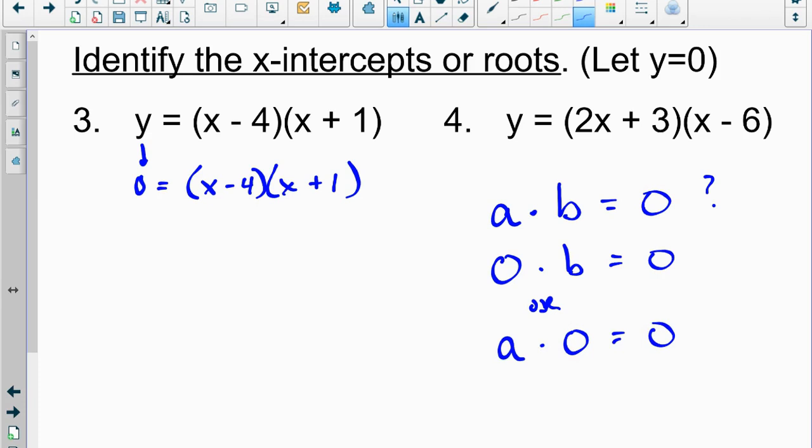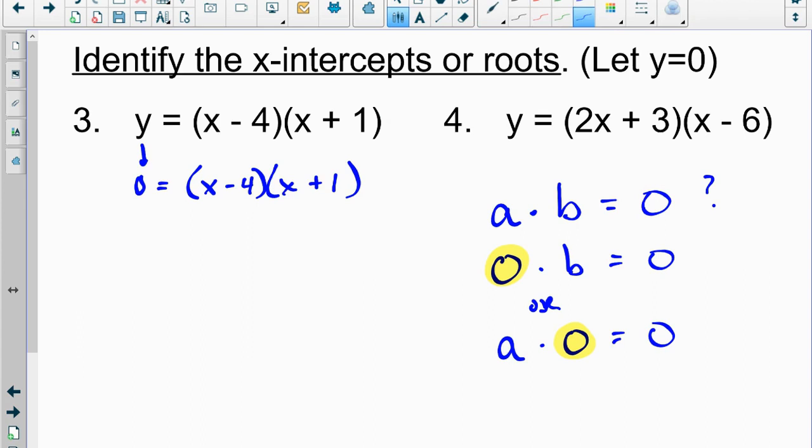So if I multiply any 2 positive numbers together, I'm going to get a positive answer. If I multiply negative numbers together, I get a positive answer also. If I multiply a positive times a negative, I'm going to get a negative answer. But the only way that I can multiply 2 numbers and get a product of 0 is if one of those 2 numbers happens to be 0. So let's use that to our advantage.